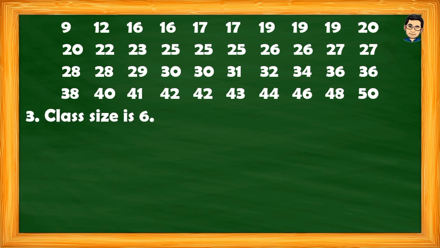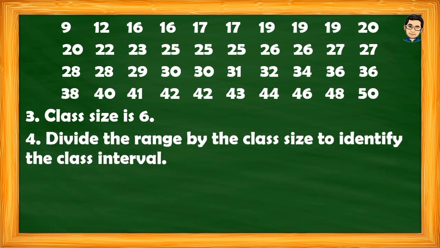So, usually yung class size natin is given. So, approximate lang po siya. It's because nakadepende pa rin po yung bilang ng classes na makukuha natin dun sa class interval na masosolve, mako-compute. So, in order to identify or determine the class interval, i-divide lang natin yung nakuha nating range kanina, which is 41, dun sa ating class size. Na ayan, nandyan naman, which is 6.